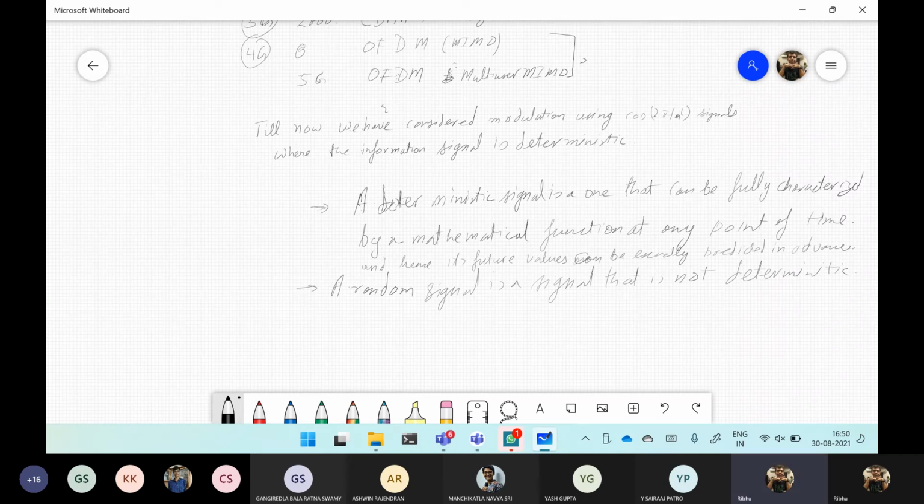But one problem is that if we want to transmit deterministic signals, then what is the fun of it? Because if I want to transmit a deterministic signal as a function of time, I can instead simply send the functional form. Why waste all this bandwidth? You agree with me?